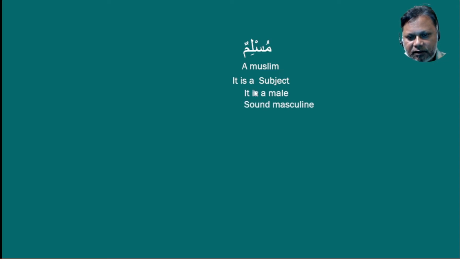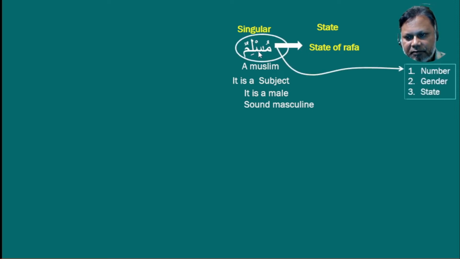We also understand that it is a male word, sound masculine number. And also you understand that it is a singular number. So this is the state of rafa. And these three things we understand whenever we see this noun Muslimun. These are the three pieces of information: the number, the gender, and the state.